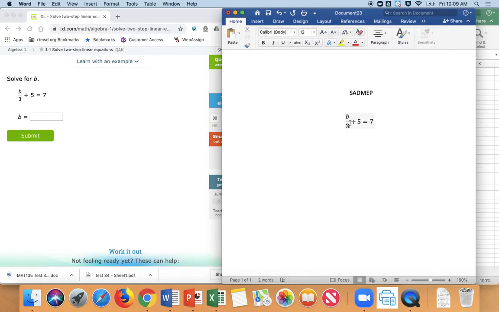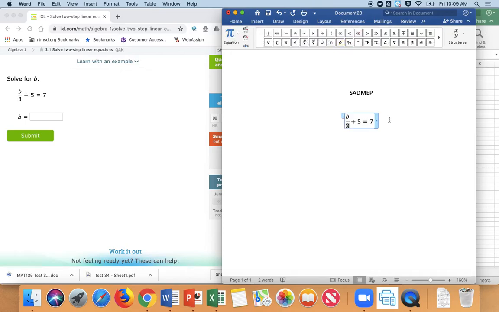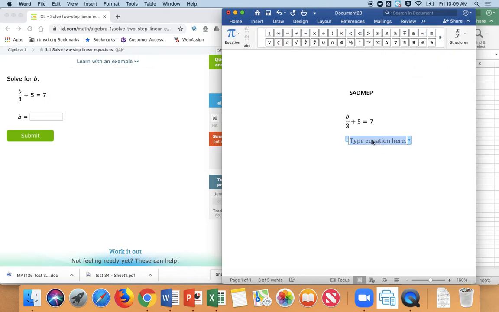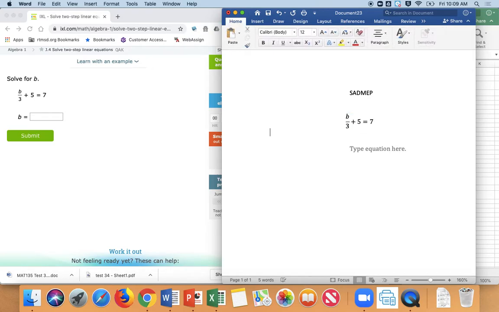So how am I going to do this? Okay. Well, first thing I'm going to do is I am going to try to follow SADMAP, and I am going to get rid of my addition first. Okay, my addition. So how do I do that? Well, I simply subtract 5. So I'm going to do minus 5 and minus 5.